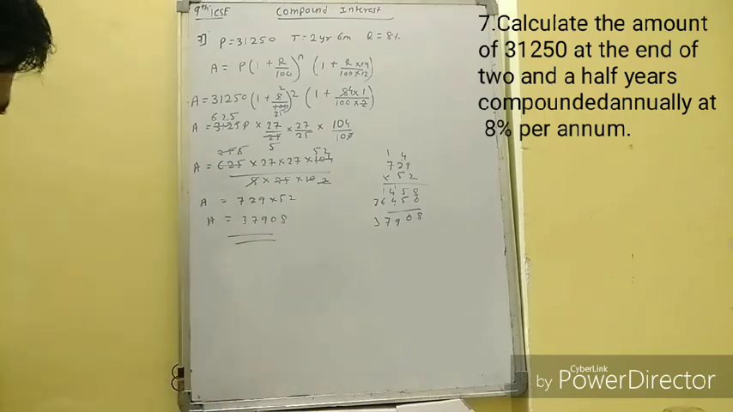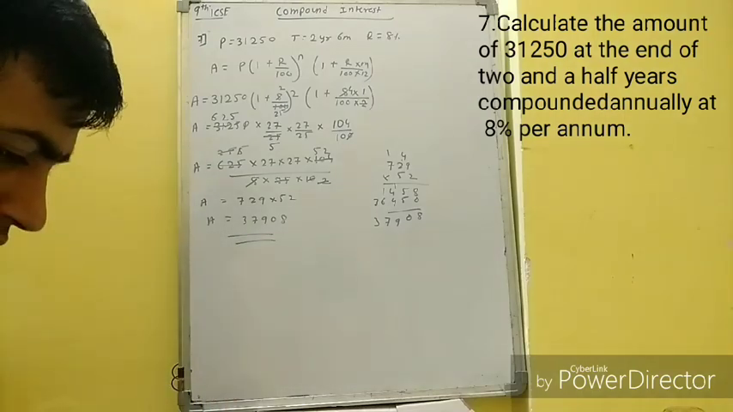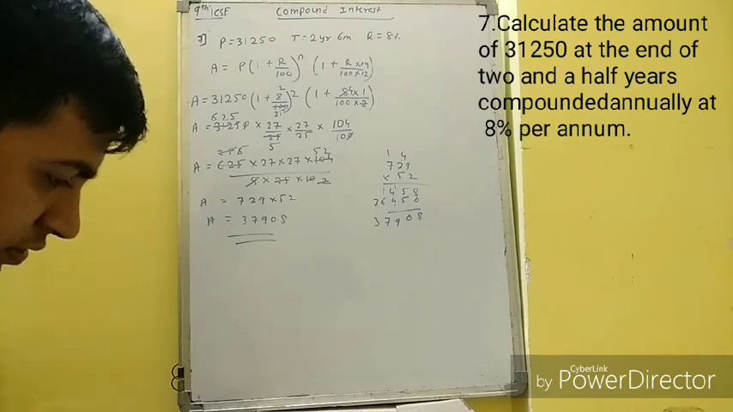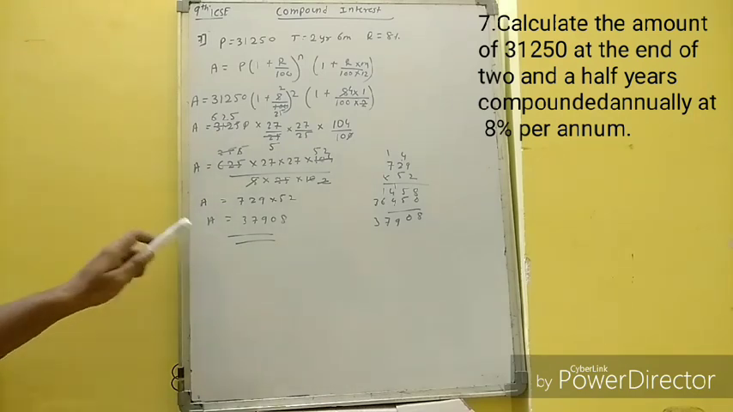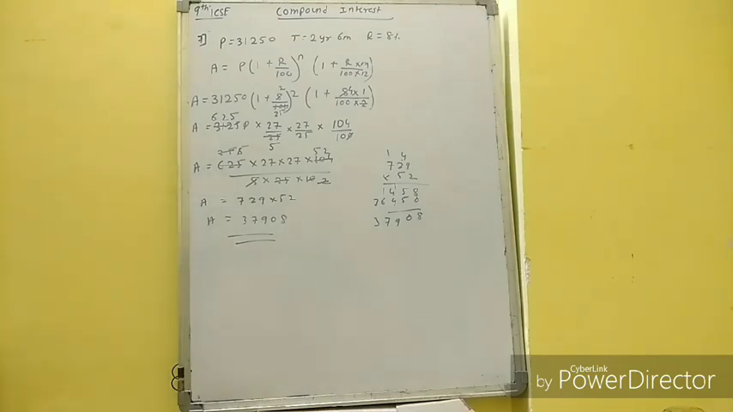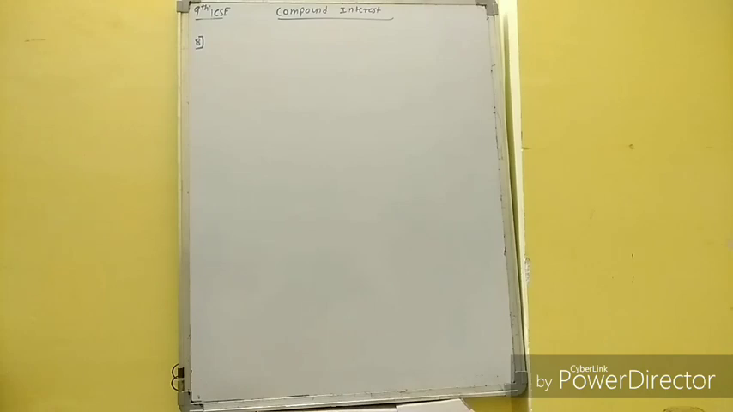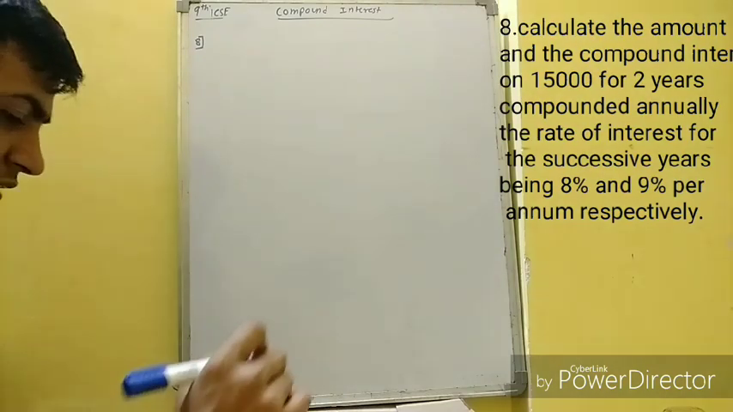37908. Okay, let me check the answer if it is correct or not. The 9th one, the sum number 7th one, 37908. Yes, this is the correct answer. Okay, this is the correct amount. This was the end of the 7th one. Okay, the next one is the 8th one.